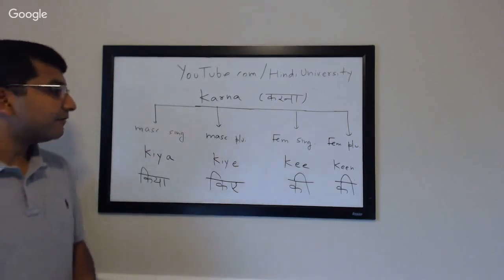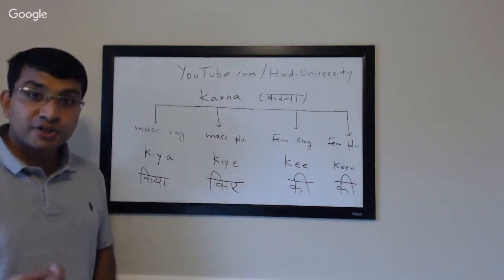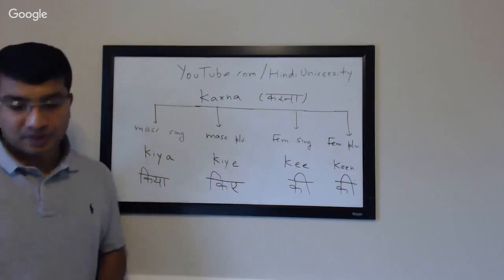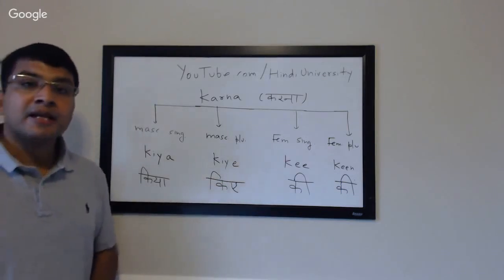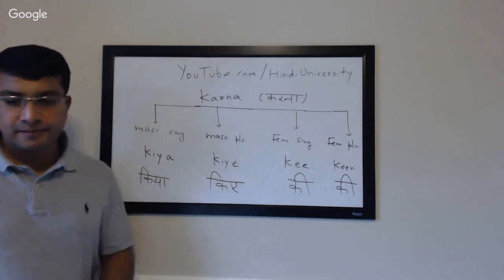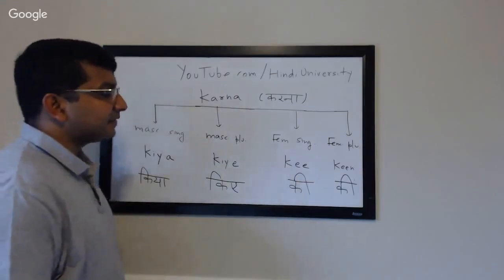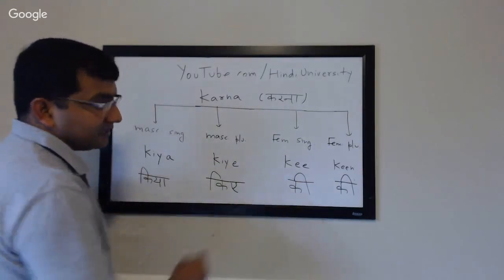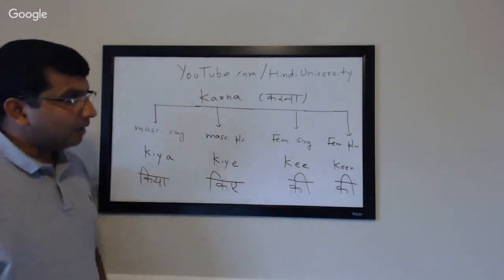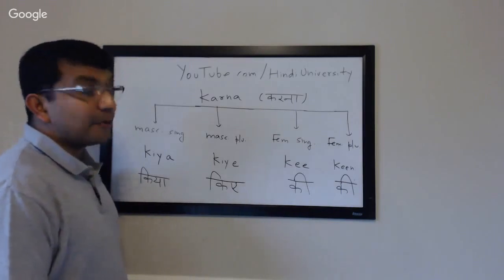If the object you're using in past tense is masculine plural, you would use kiye, such as मैंने promises kiye. If the object is feminine singular, it would be ki: मैंने poetry की.